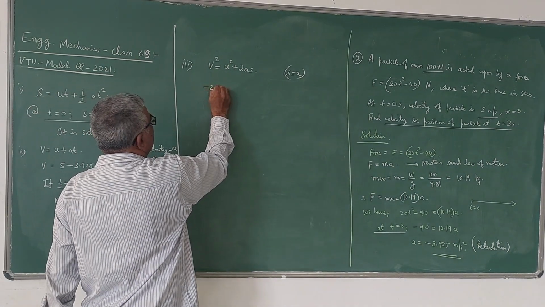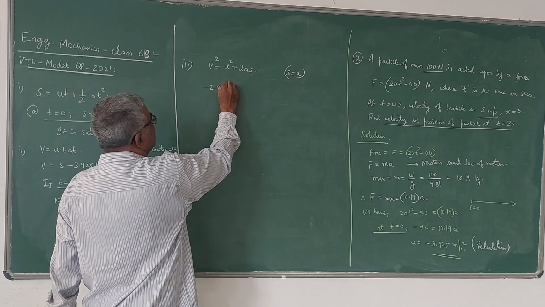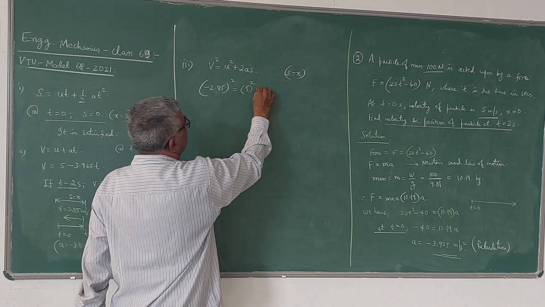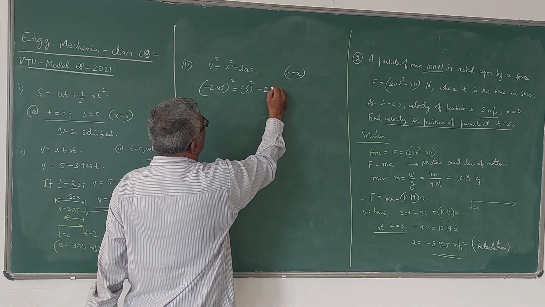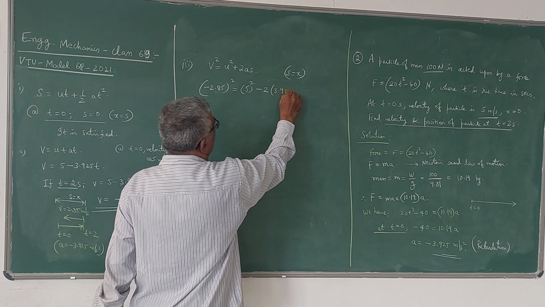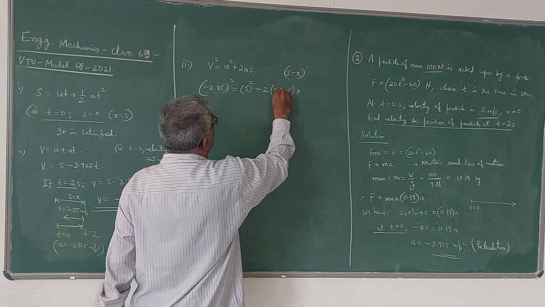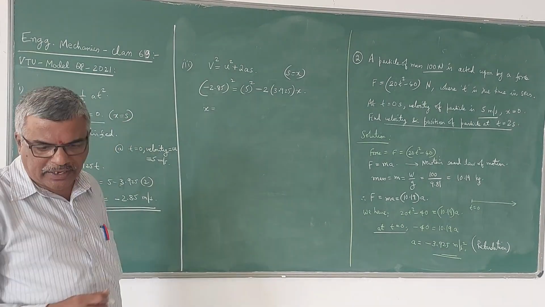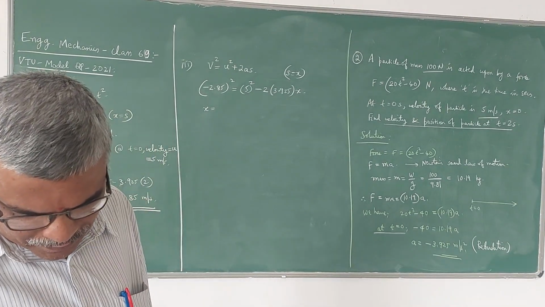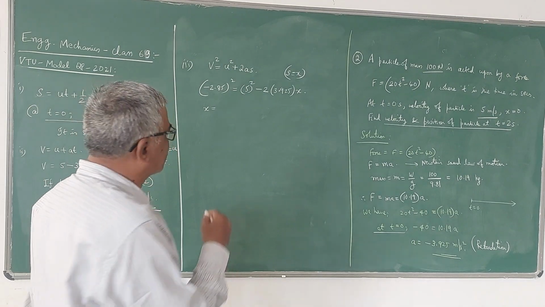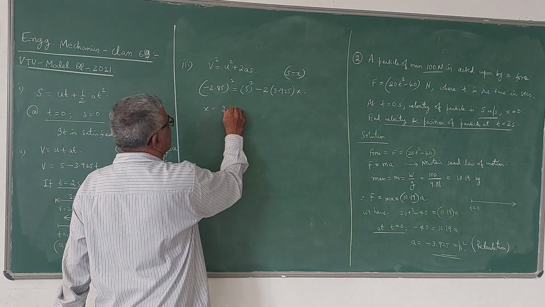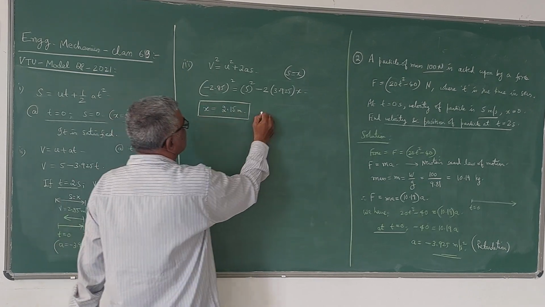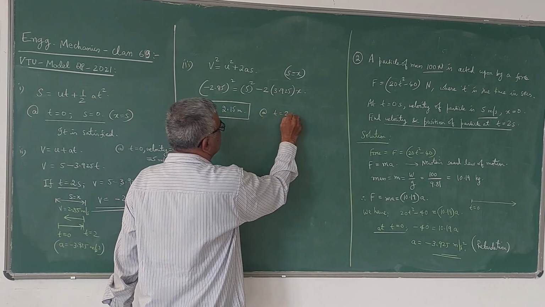V we have got now, minus 2.85 square. U is 5 square. My a is negative here, minus 2 times 3.925 into x. X is the unknown. If you simplify this, x you are going to get is 2.15 meter. That means the distance traveled by the particle is 2.15 meter at t is equal to 2 seconds.